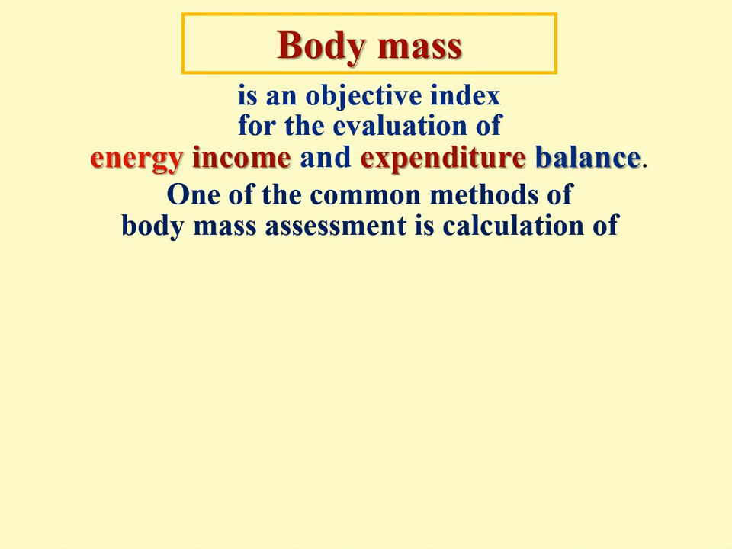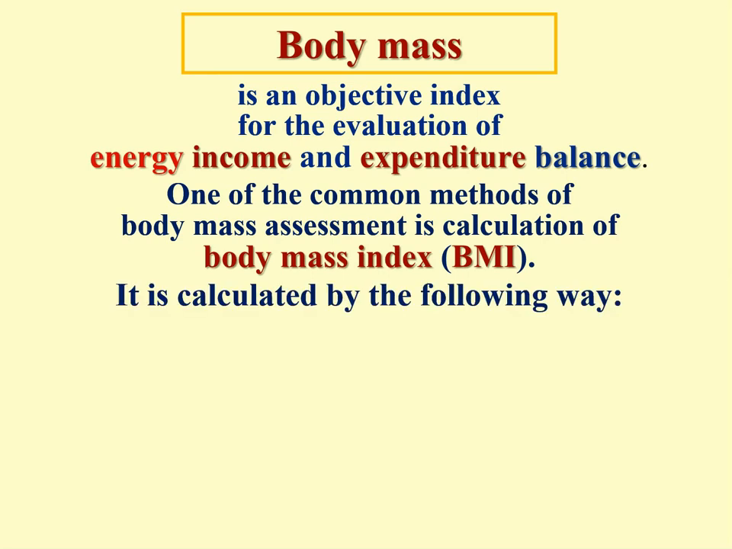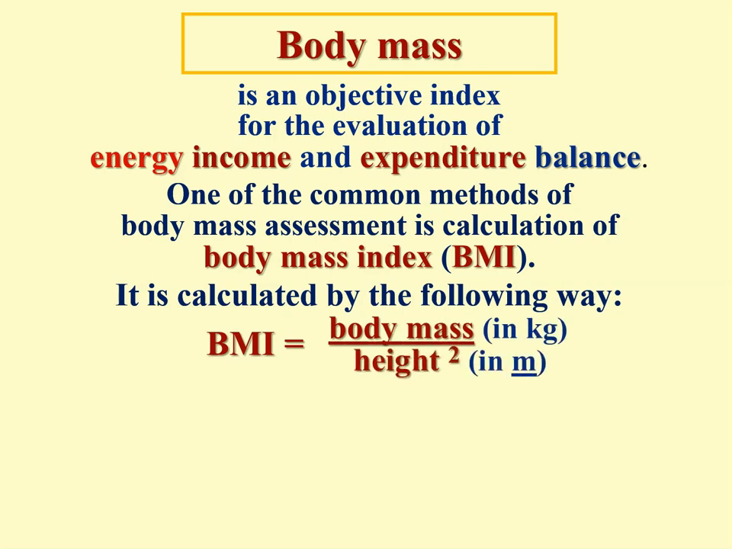One of the common methods of estimation of body mass is calculation of the BMI, body mass index. It's calculated in the following way. Body mass taken in kilograms is divided by height squared, taken in meters. So for example, if someone's height is 170 centimeters, we take 1.7 and square it, 1.7 by 1.7. So notice, in meters, not in centimeters.